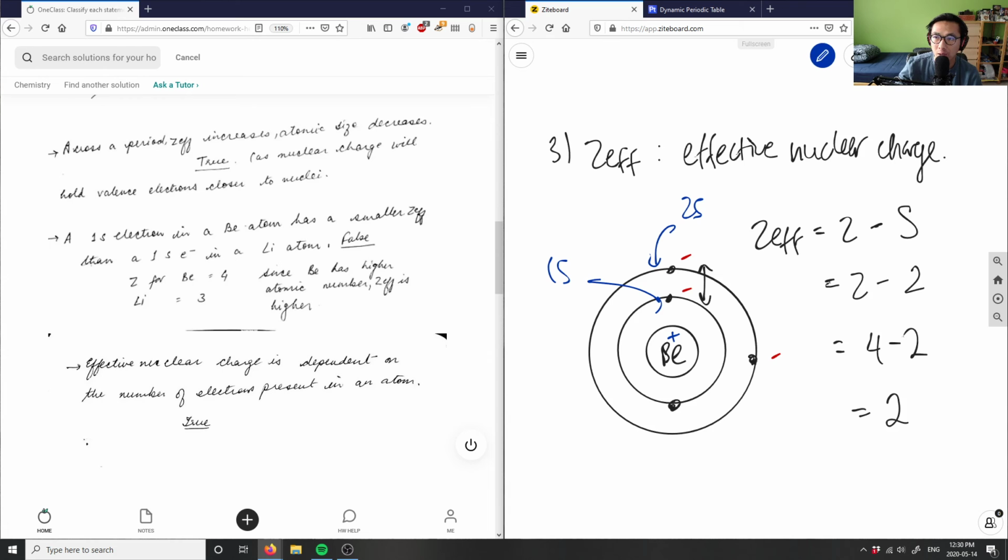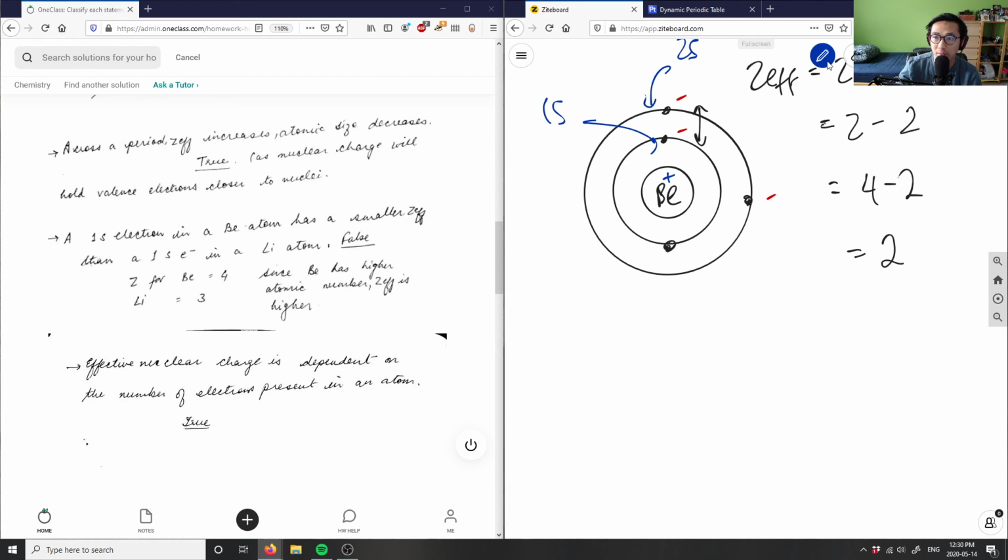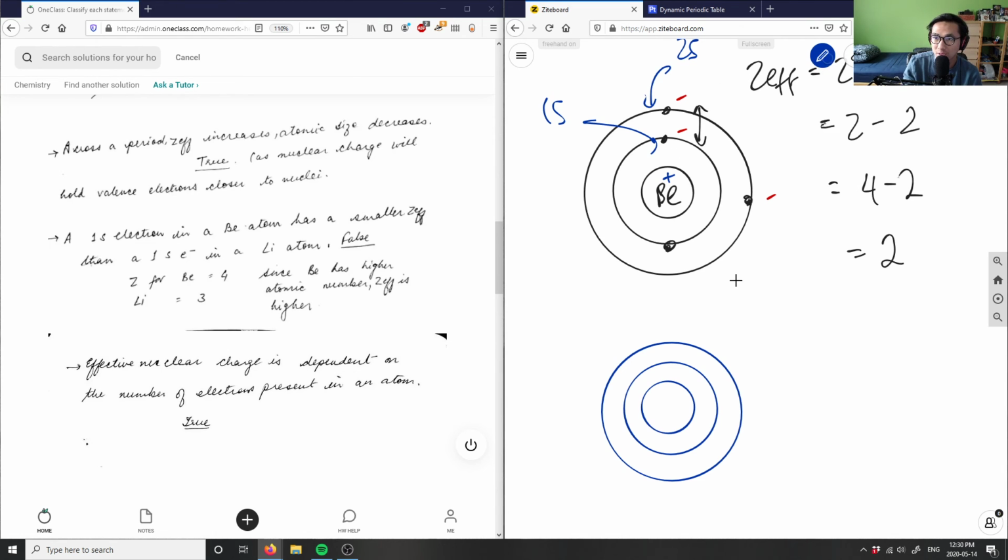And then this guy here, I'm going to draw this out for you because I'm going to draw the lithium as well. It says here, a 1s electron in a beryllium atom has a smaller Zeff than a 1s in a lithium. So I'm going to write lithium here just to visualize this for you. So this Li, I have 2 electrons, and then I have 1 valence electron here. So again, it's asking us whether the 1s has a smaller Zeff than a 1s in a lithium. So this guy here, let me do this in red. I care about this electron here and also this electron here. This is also the 1s in lithium here.